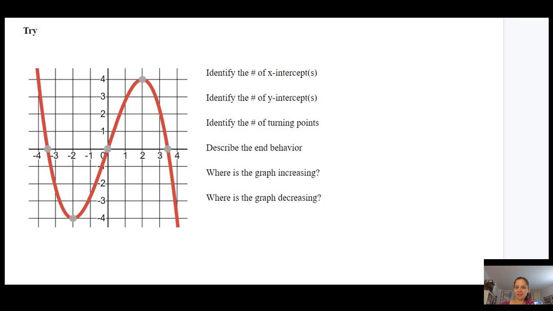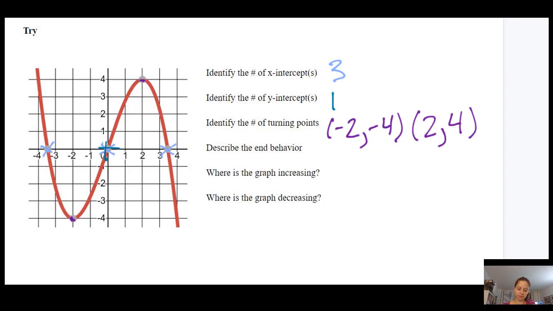We'll begin with identifying the number of x-intercepts. There are 1, 2, 3 x-intercepts. The number of y-intercepts, we have 1 y-intercept. Identify the turning points, so we're going to list the points. We have -2, -4, and 2, 4.